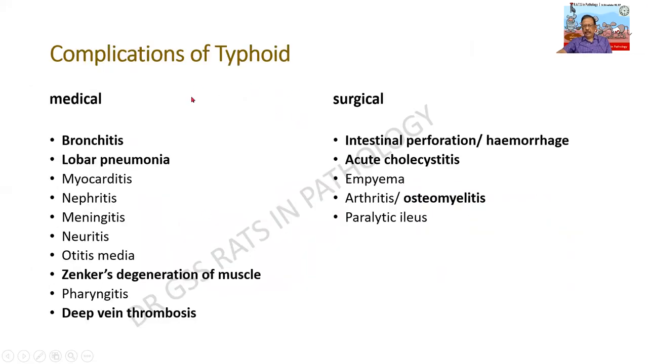What are the complications? There is many a complication that can develop. I have divided into medical complication and surgical complication. Amidst the list, I would like you people to kindly remember this: bronchitis, pneumonia, myocarditis. Sometimes there can be a cardiac arrest also. Zenker's degeneration, I had shown you a picture of. Deep vein thrombosis. Please remember these 5 as medical complications. Surgically, there can be intestinal perforation, hemorrhage. It can be fatal. Gallbladder is infected. Therefore, there can be cholecystitis. Strangely, there can be osteomyelitis also in typhoid. I repeat once again: bronchitis, lobar pneumonia, myocarditis, Zenker's degeneration, deep vein thrombosis, intestinal perforation and hemorrhage, cholecystitis, osteomyelitis. The other causes, if you can remember, well and good, but at least these you must.